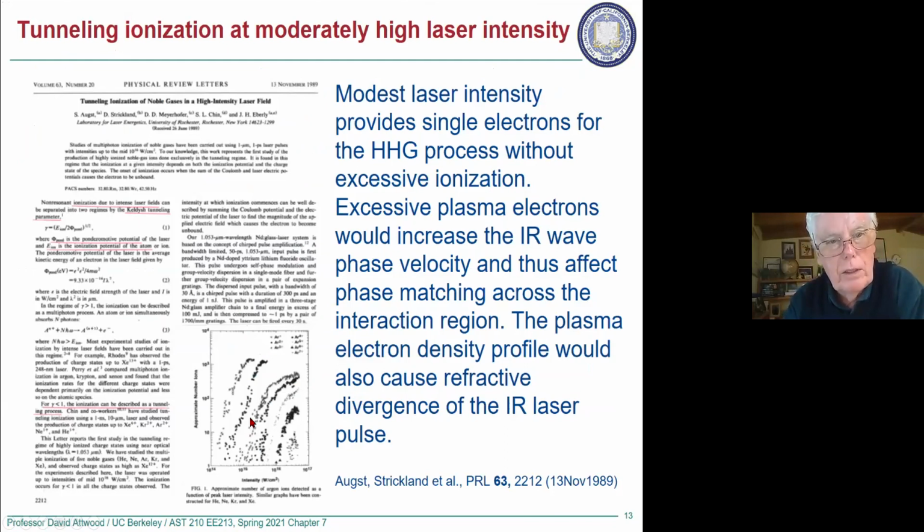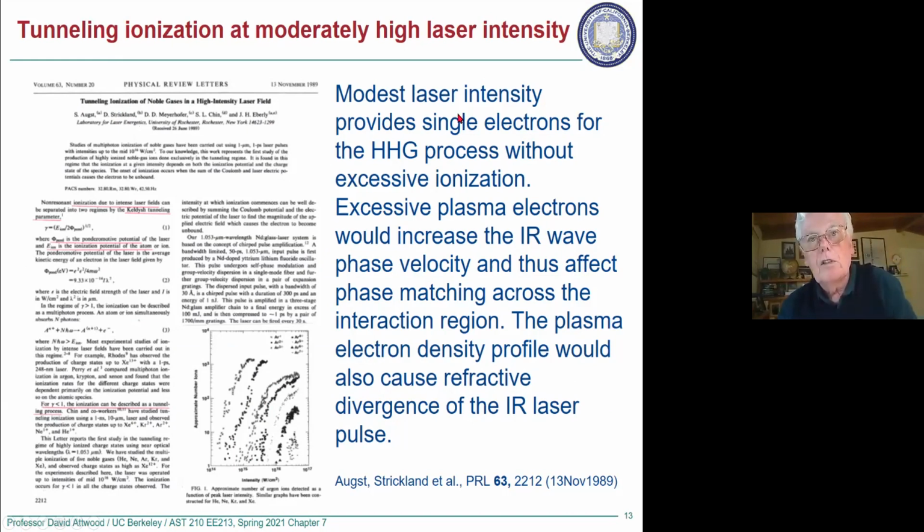So this is showing some of the same kinds of ionization curves that we saw before: the tunneling ionization of noble gases in a laser field. You may remember in the very introduction, I showed you the Nobel Prize slides for Donna Strickland and her supervisor at the time. And Donna is again here. She was at the University of Rochester, where she was a graduate student.